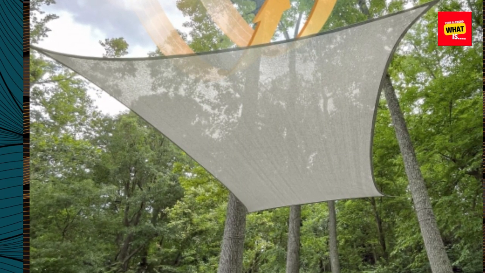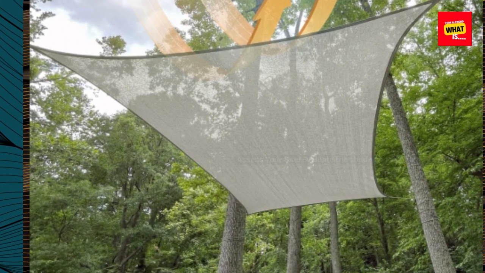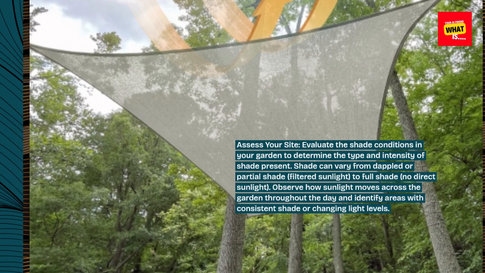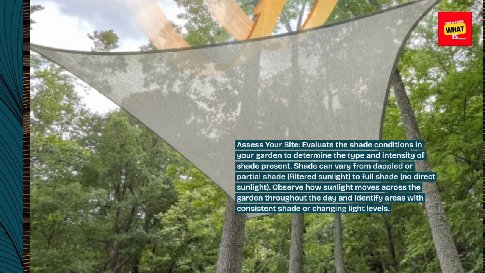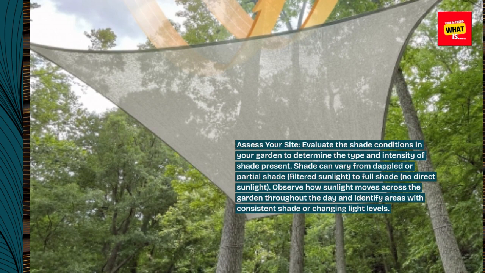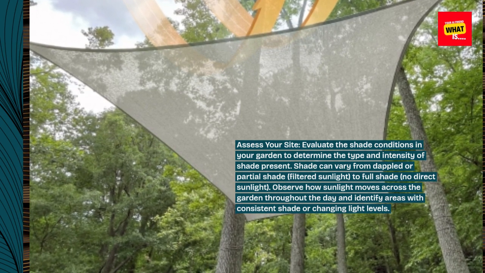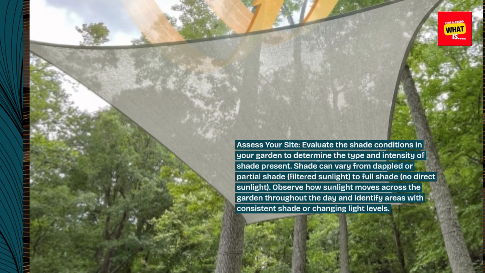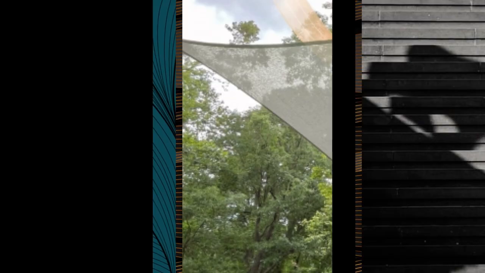Assess your site. Evaluate the shade conditions in your garden to determine the type and intensity of shade present. Shade can vary from dappled or partial shade, filtered sunlight, to full shade, no direct sunlight. Observe how sunlight moves across the garden throughout the day and identify areas with consistent shade or changing light levels.